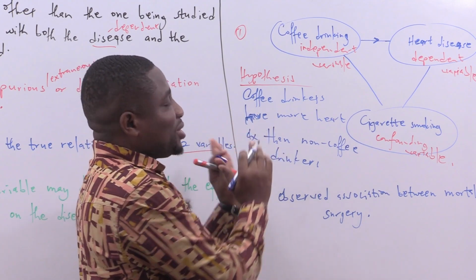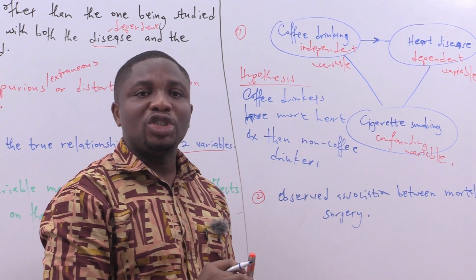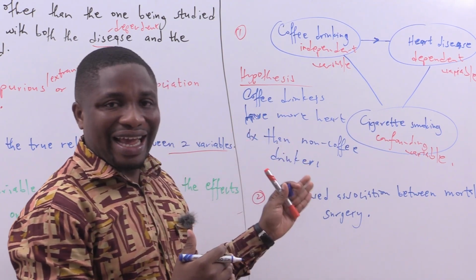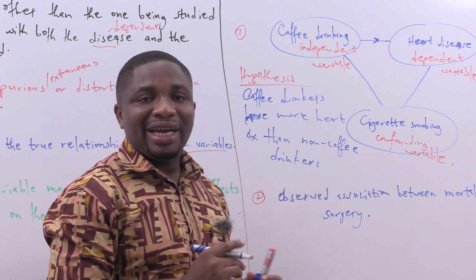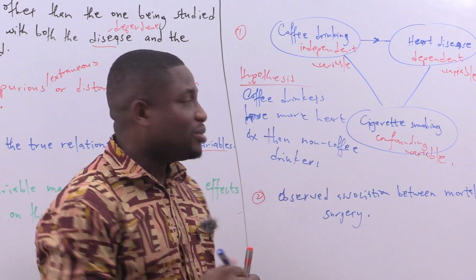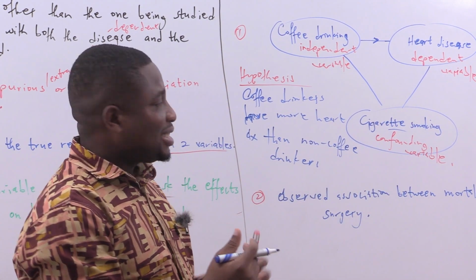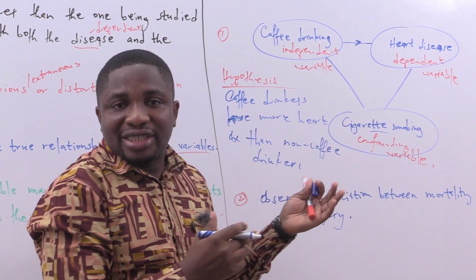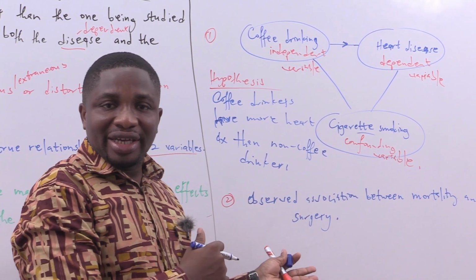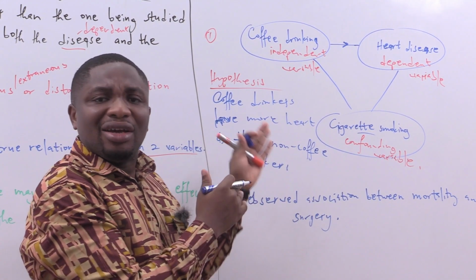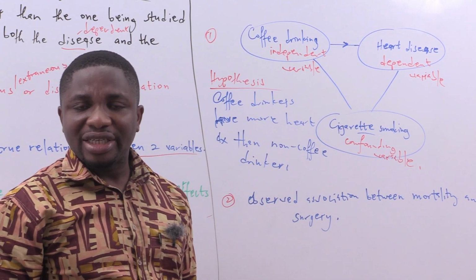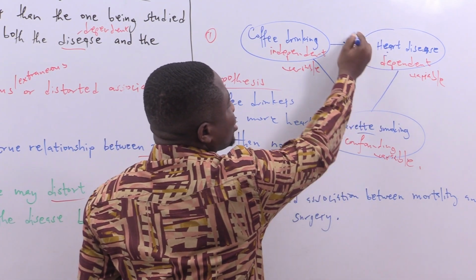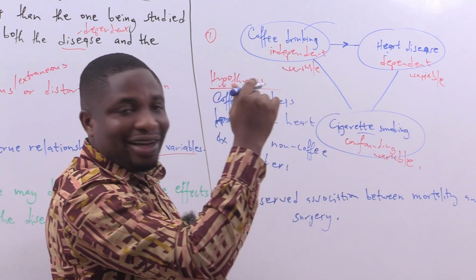Now, in this association, we have a third variable, which is smoking. The relationship between coffee drinking and heart disease is going to be affected by a third variable, and that third variable is smoking, which is down here, cigarette smoking. It is realized that in this association, coffee drinkers tend to smoke. If coffee drinkers tend to smoke more than the non-coffee drinkers, then it tells you that the heart disease is not caused by the coffee drinking, but rather by the cigarette smoking.